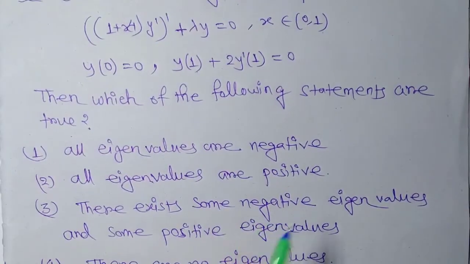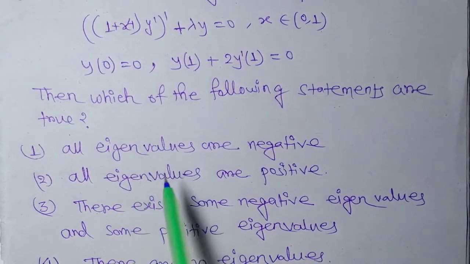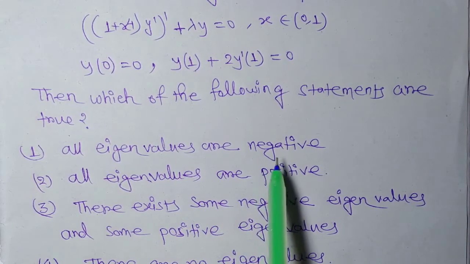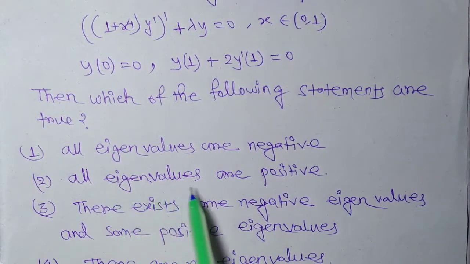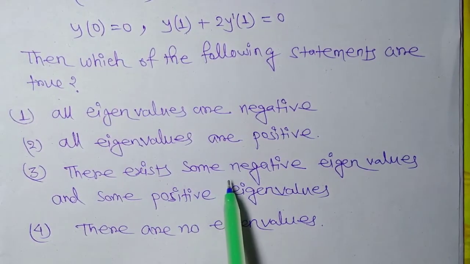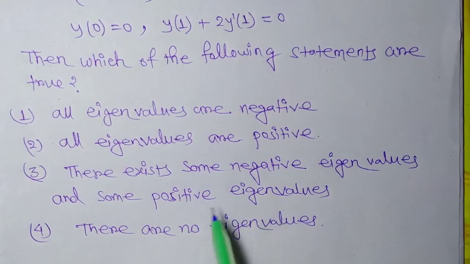Then which of the following statements are true? Number 1, all eigenvalues are negative. Second, all eigenvalues are positive. Third, there exist some negative eigenvalues and some positive eigenvalues. Fourth, there are no eigenvalues.